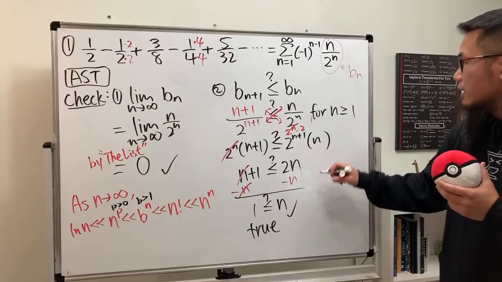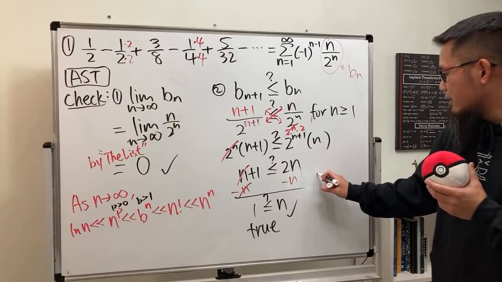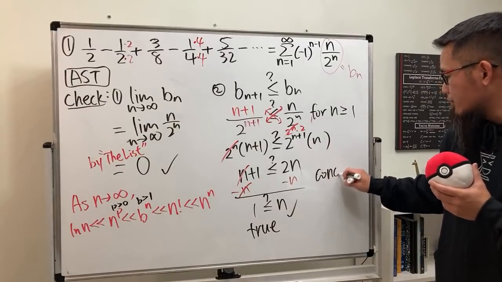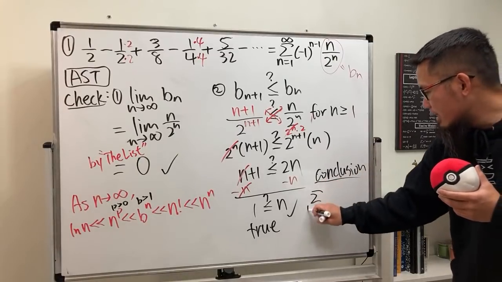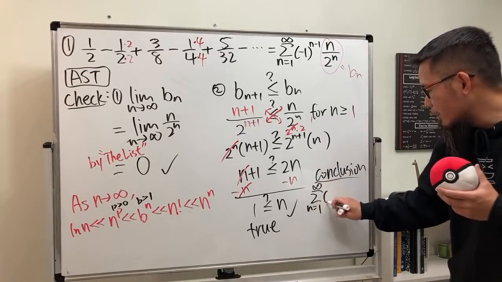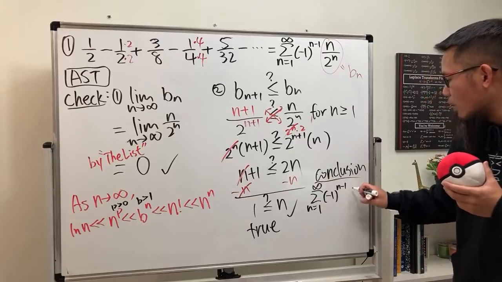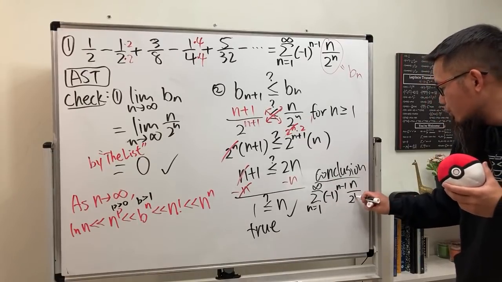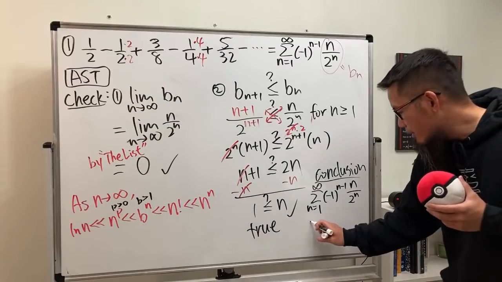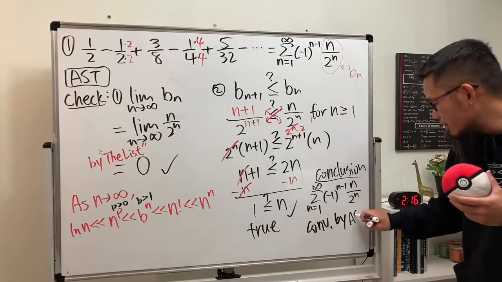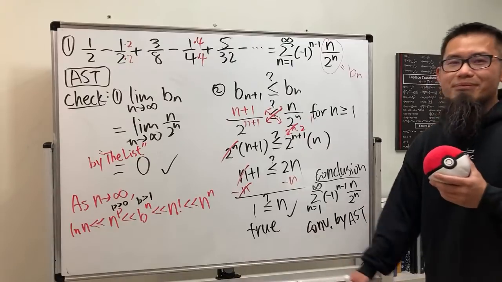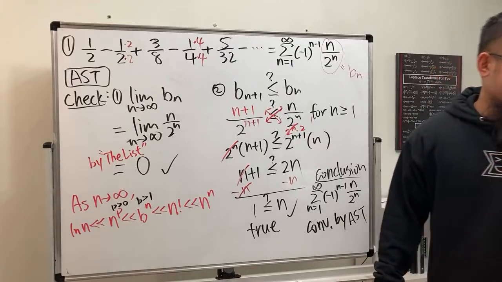So I'll just write it down right here. So here's the conclusion. The series as n goes from 1 to infinity, (negative 1) to the n minus 1, n over 2 to the n. This thing right here converges, and we can just mention that by the alternating series test. Yep, so that's how it works for that.